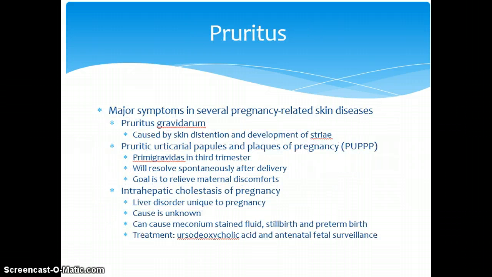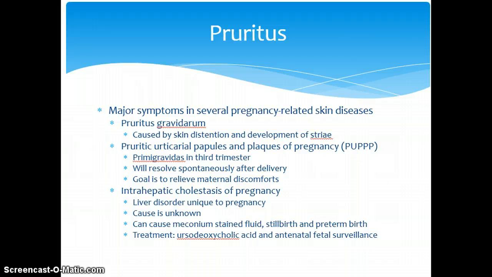Pruritus. Pruritus is also in Chapter 13, integumentary disorders. The major symptoms in severe pregnancy-related skin diseases include pruritus gravidarum, which is caused by skin distension and the development of stretch marks or striae. They get very, very itchy.